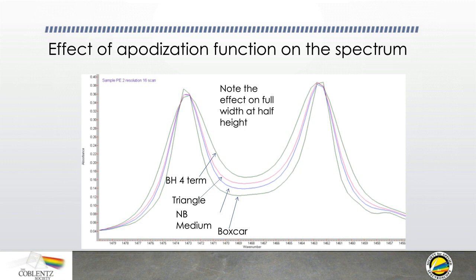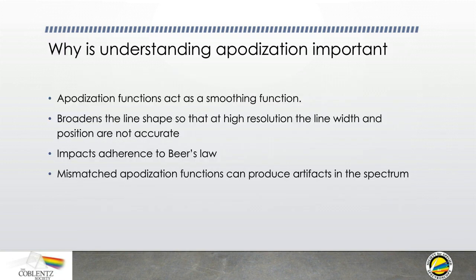And why do you want to do that? Well, okay, let's go back to what apodization functions are. They're a smoothing function. And when you smooth, you're going to broaden out the shape of a peak. And it's going to change the line shape. It will change the area under the curve if you've defined limits that you're going to calculate it on. So it can impact adherence to Beer's law. And mismatched apodization functions can produce artifacts in spectra.